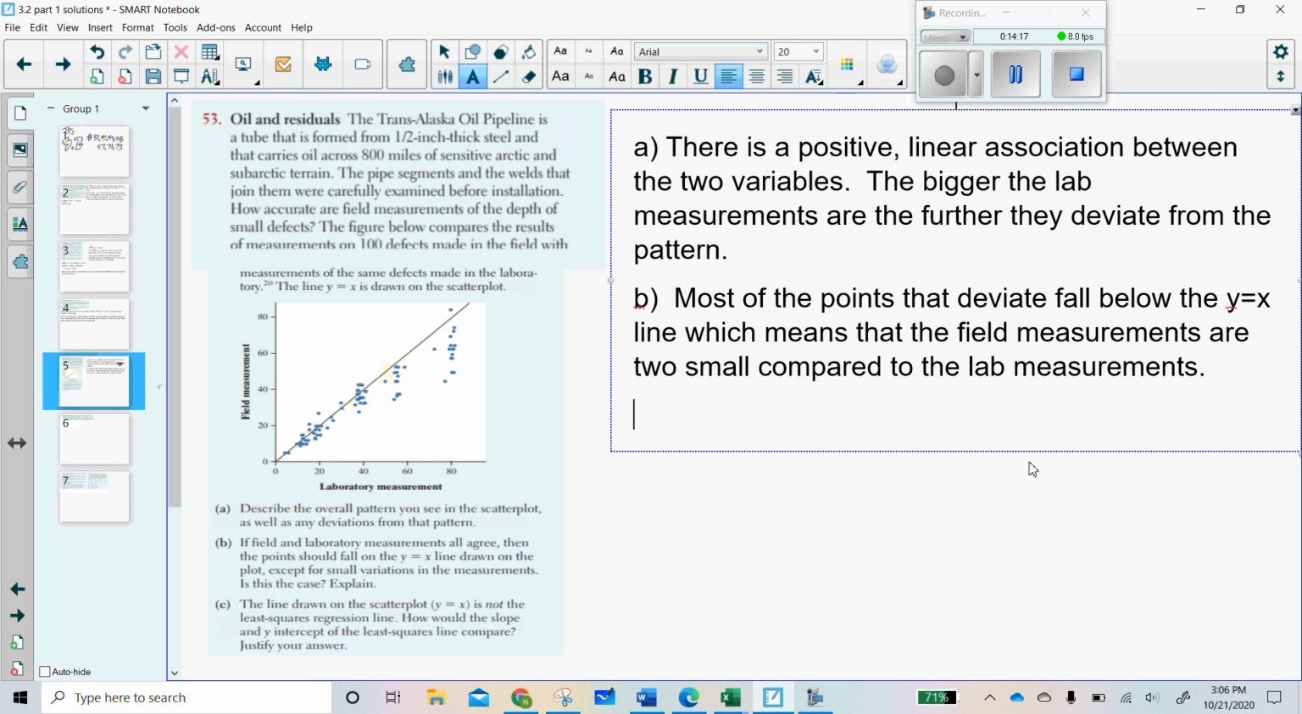Part C, the line drawn on the scatter plot is y equals x, not the least squared regression line, because they were saying it's supposed to be y equals x. And so you're kind of comparing what it's supposed to be. How would the slope and the y-intercept of the least squared regression line compare?